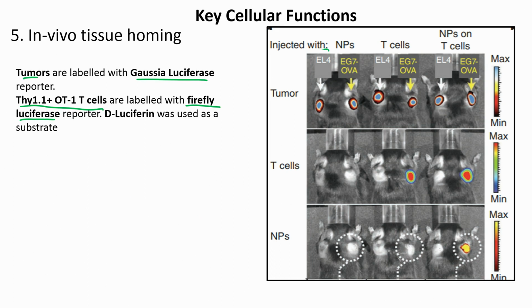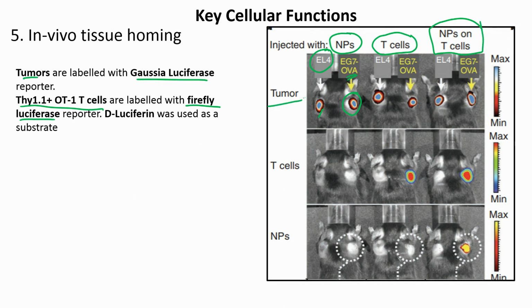If they have a tumor which is EL4, which does not have ova, then they get a tumor, and on the other side of the mouse they generate another tumor which is ova containing, and then they have injected them with either just the nanoparticles or just the T cells or T cells that are combined with these nanoparticles, as we just saw.